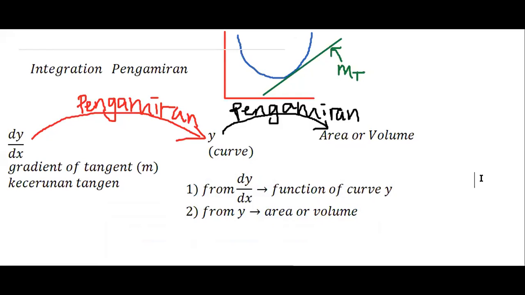Okay, only two function. Basically three function. If you say area is one function, volume is one function, you got three function. Tiga. So now we focus on volume only. Isi padu saja. Okay, I give you some formula first. Before that.